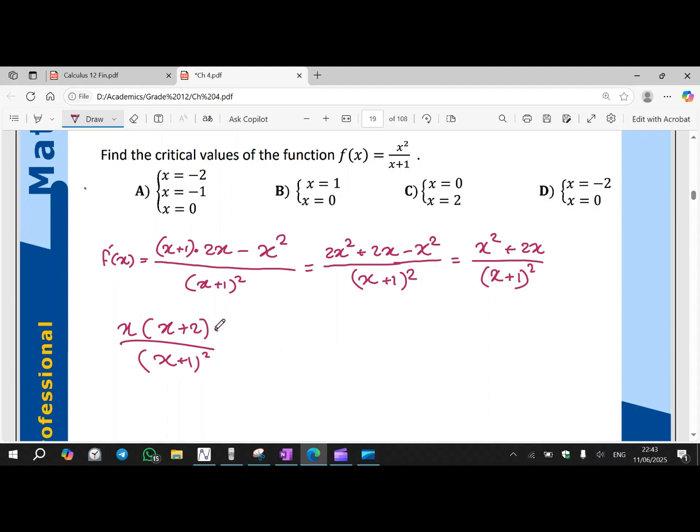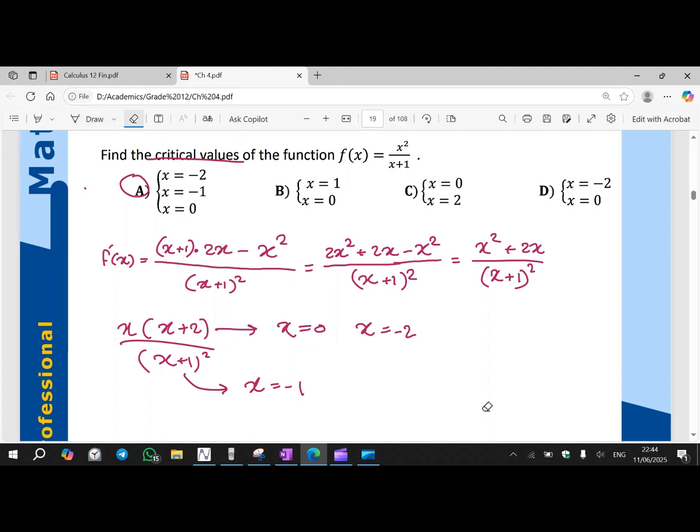This will be 0 if the numerator is 0. So x equal to 0, x equal to negative 2. And this will be 0 if x is equal to negative 1. Negative 1 makes the derivative undefined. 0 makes the derivative 0. Negative 2 makes the derivative 0. So all the cases of critical value are here. These two numbers make the derivative 0, which are critical, and this x makes the derivative undefined, which is also critical. Then A is the right answer.